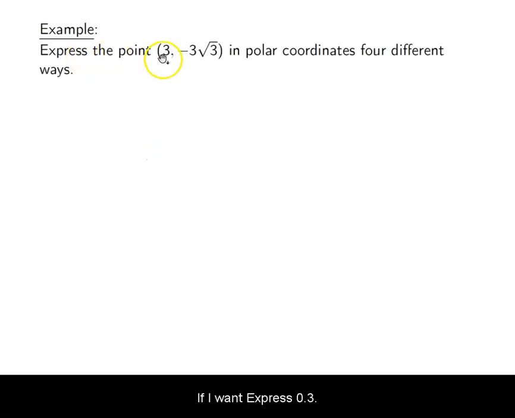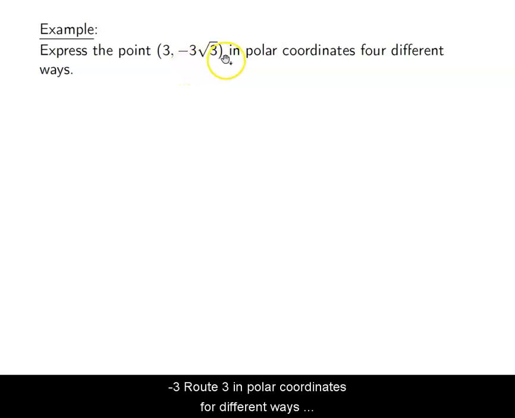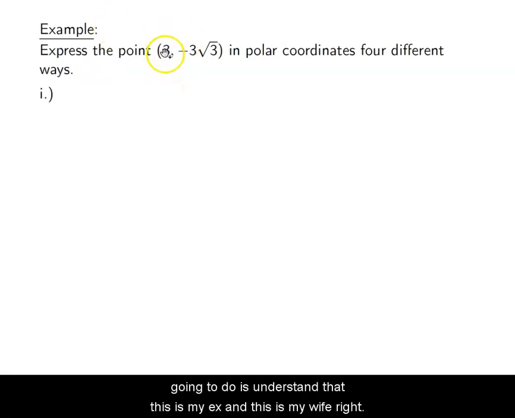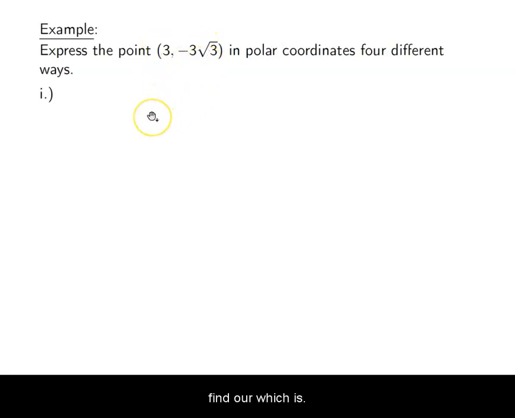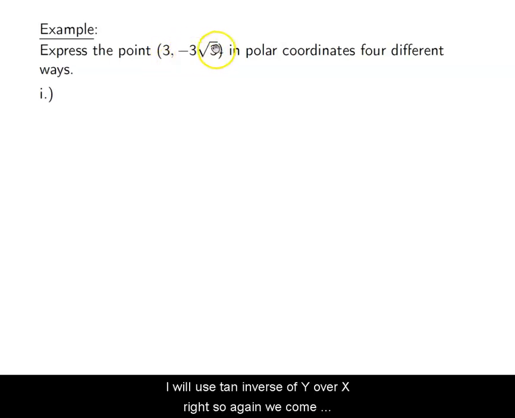Okay, so for example, if I want to express the point 3, negative 3 root 3 in polar coordinates 4 different ways. So these would be the 4 most basic ways, and then we can talk about how we would do it in an infinite number of ways, right? So the most basic thing that we're going to do is understand that this is my x and this is my y, right? I'm going to need r and theta. So from my x and y, I need to find r, which is the distance of this point from the origin, okay? And in order to find the angle, I will use tan inverse of y over x, right?